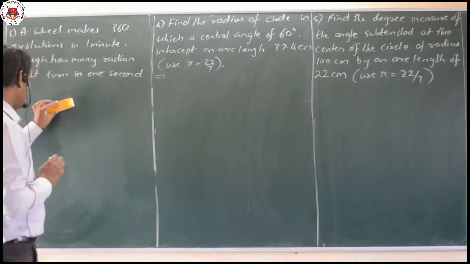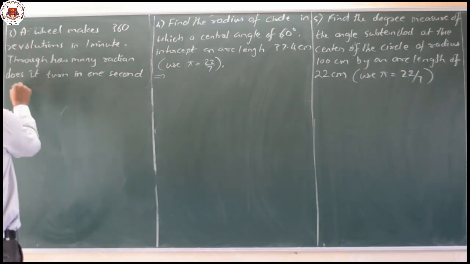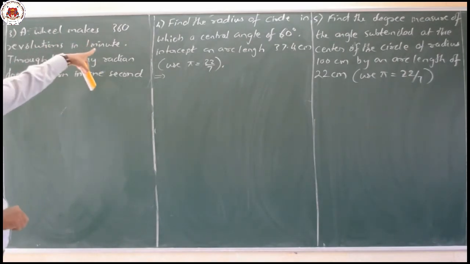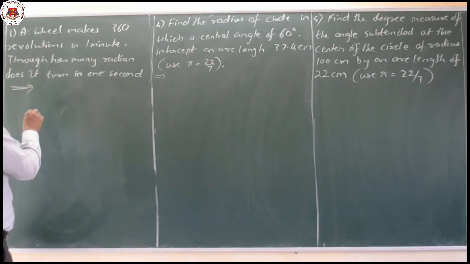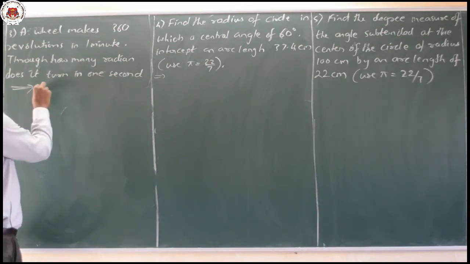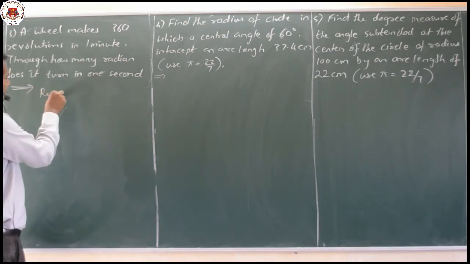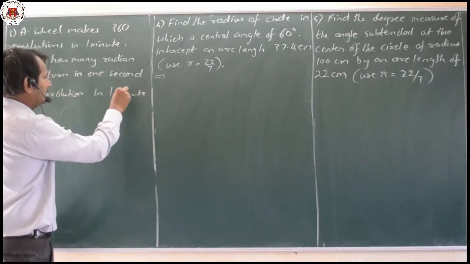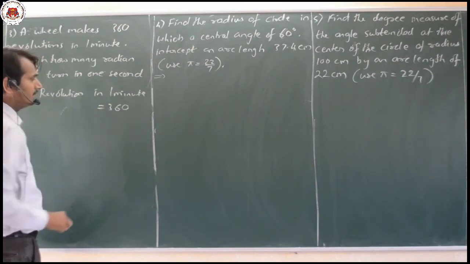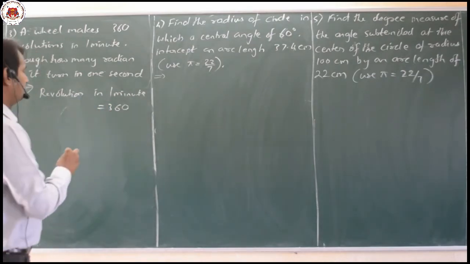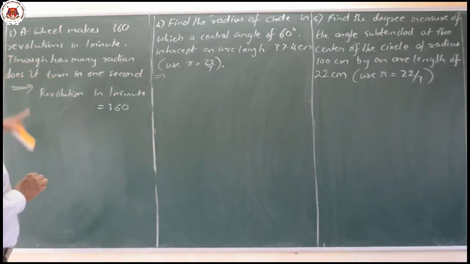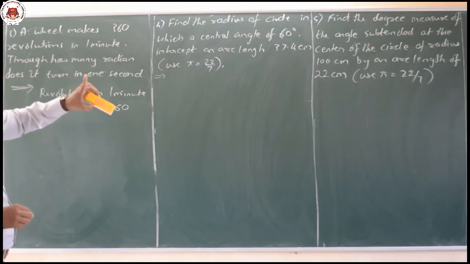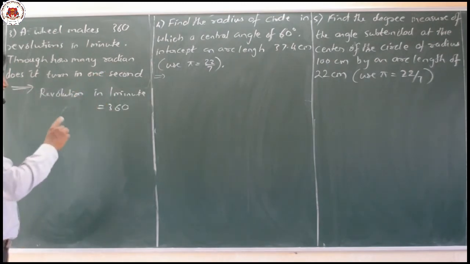Now we shall learn the problems. The first one: a wheel makes 360 revolutions in 1 minute. So what is the given data? 1 minute is equal to 360 revolutions. Then through how many radians does it turn in 1 second? That means in 1 second.